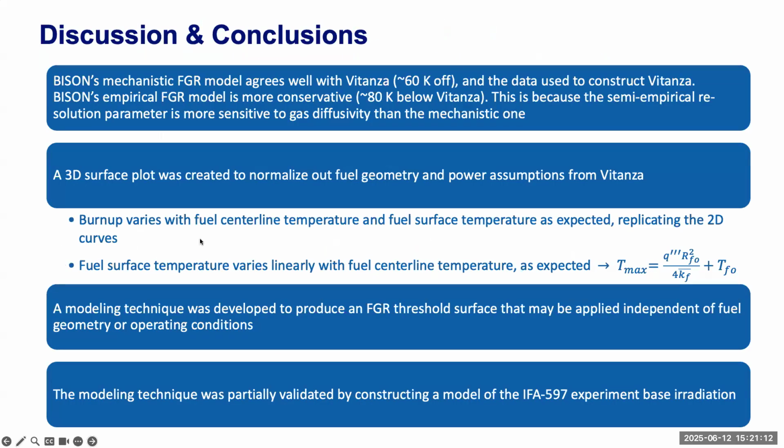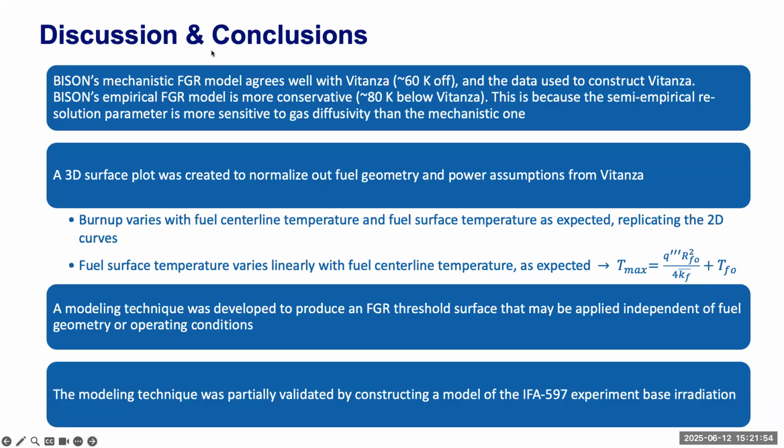Now, wrapping up here, walking through what we did and the main points. First off, BISON's mechanistic model actually agrees fairly well with the Vitanza model, only about 60 Kelvin off the data used to construct the Vitanza model. The empirical model is a bit more conservative, assuming fission gas release happens a bit sooner, because we're about 80K below Vitanza instead of about 60K. And this is because the semi-empirical resolution parameter is that much more sensitive to gas diffusivity than the mechanistic one.